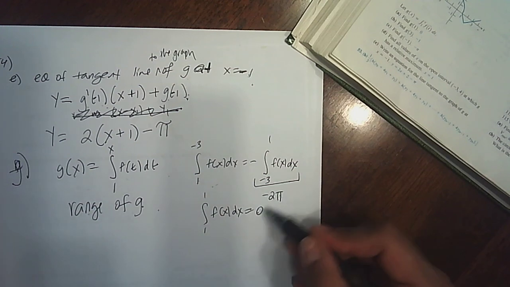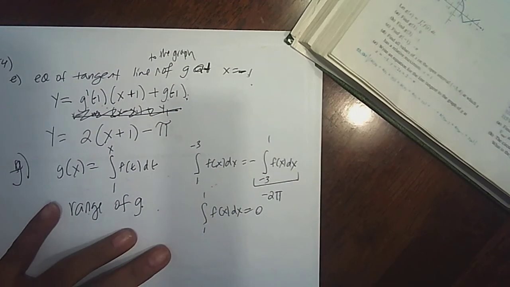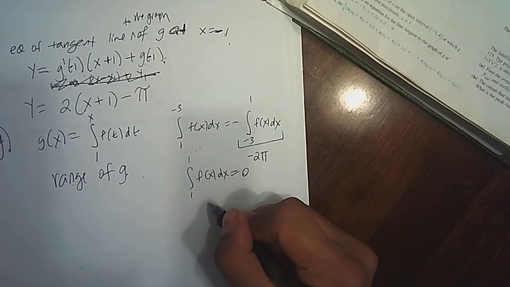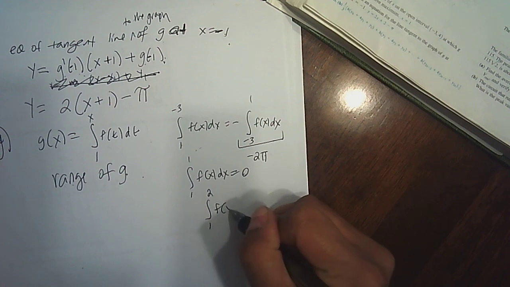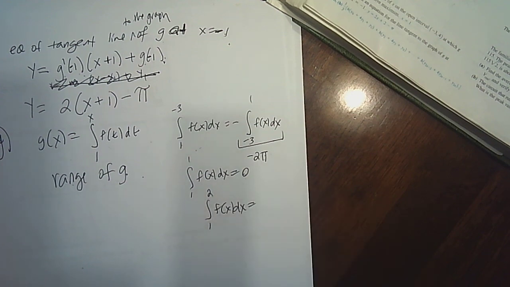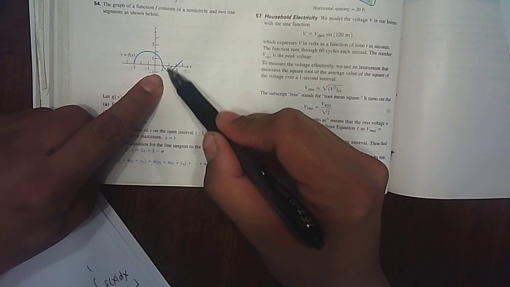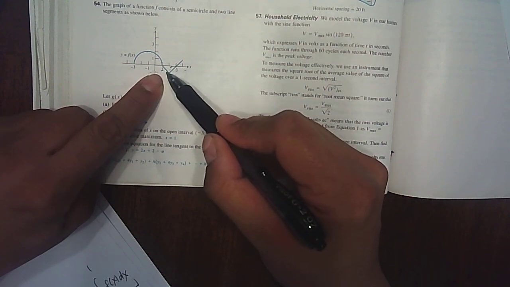Okay, I'm looking at my possible y values, my possible answers when I evaluate the integral. If I go from 1 to 2, f of x dx, we just talked about this. I showed it to you. If I look at 1 to 2, it's some negative answer. It's the area of that triangle.